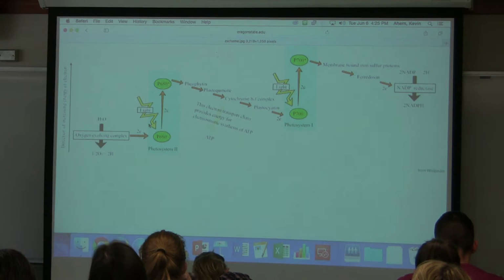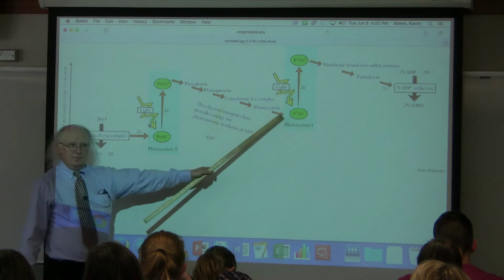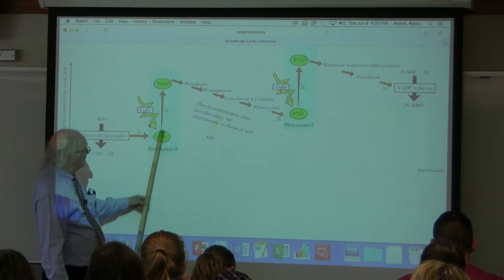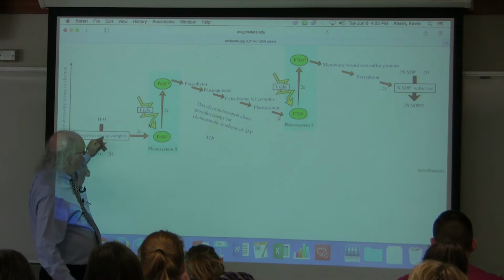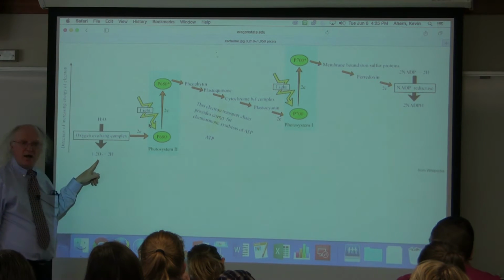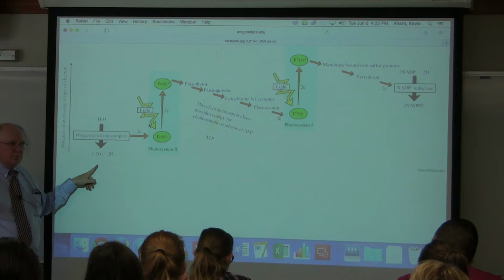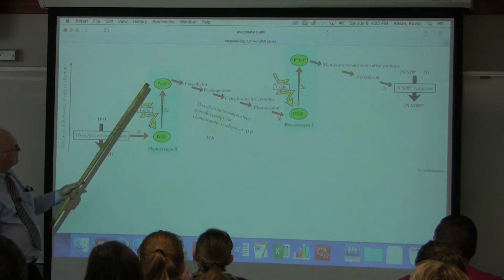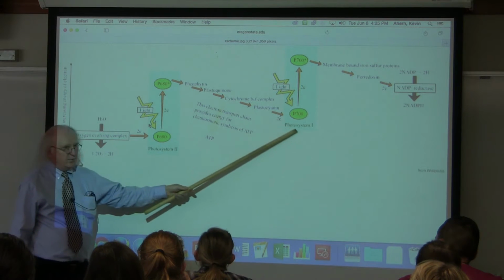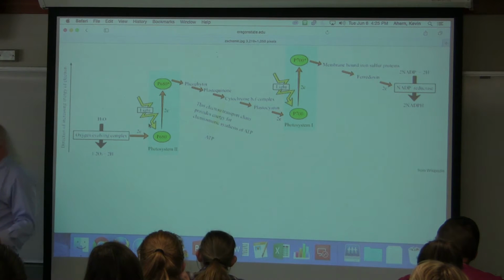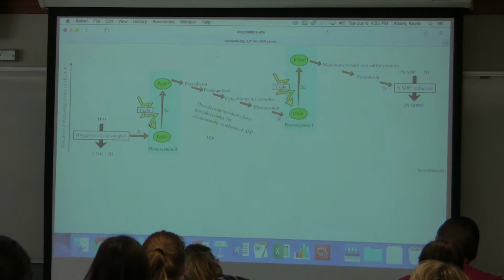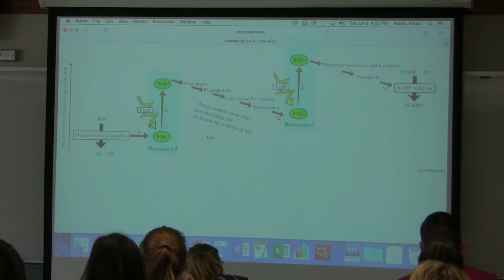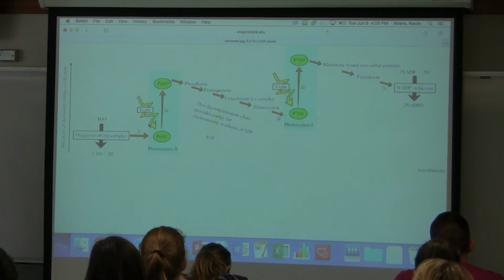Other questions? Okay. Well, I haven't accounted for the electrons yet. All I've said so far is that we've excited this guy. The hole got replaced by this, and so we've made oxygen. That's what we've done so far. Now what I want to do is follow these electrons that have been excited through the system.